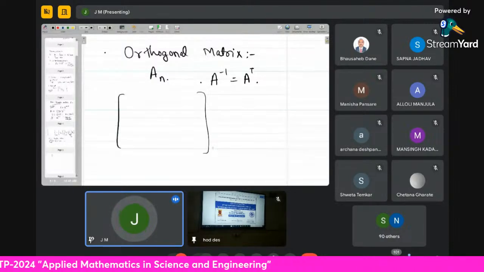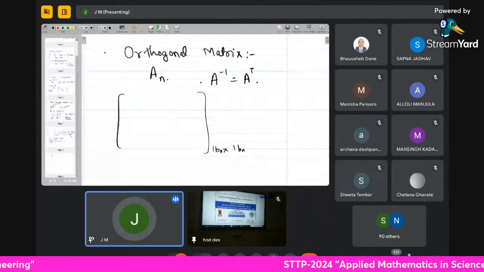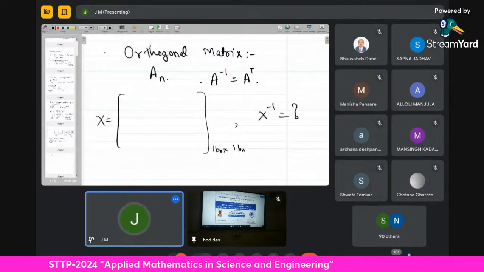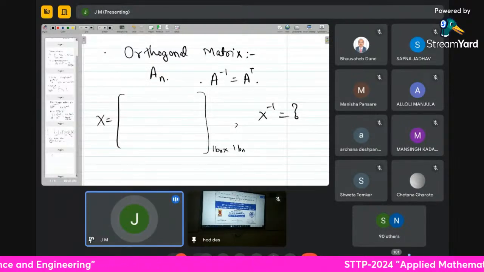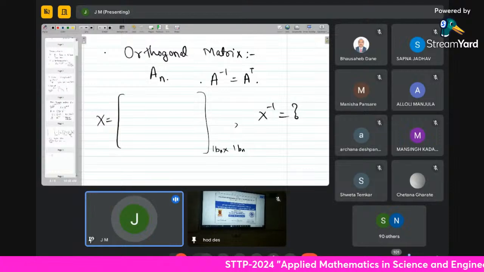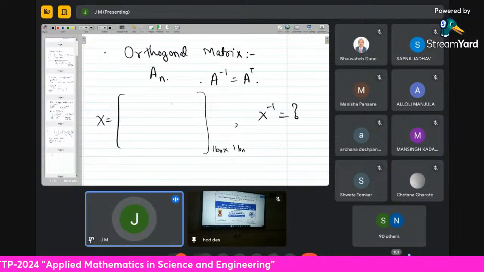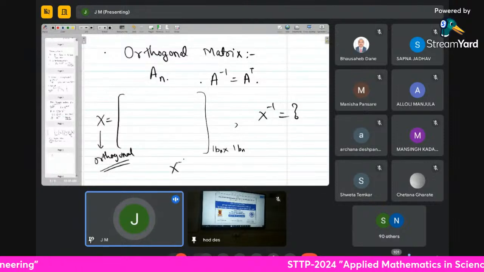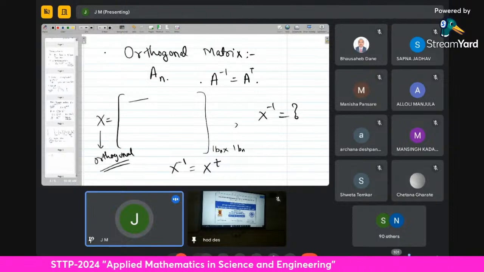Because suppose you have a matrix of order, say, 1 billion cross 1 billion, and I ask you what is the inverse of this matrix. It will take a very long time, because you apply your row operations or adjoint method to find the inverse, which will take a lot of time. But for an orthogonal matrix, you can find the inverse in the blink of an eye. That is one reason.